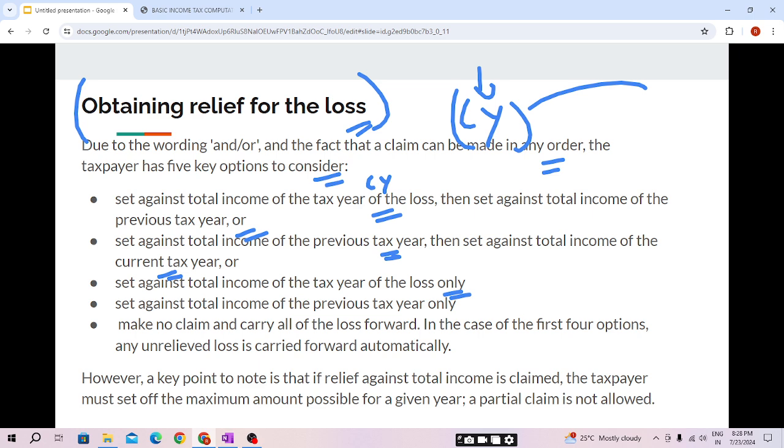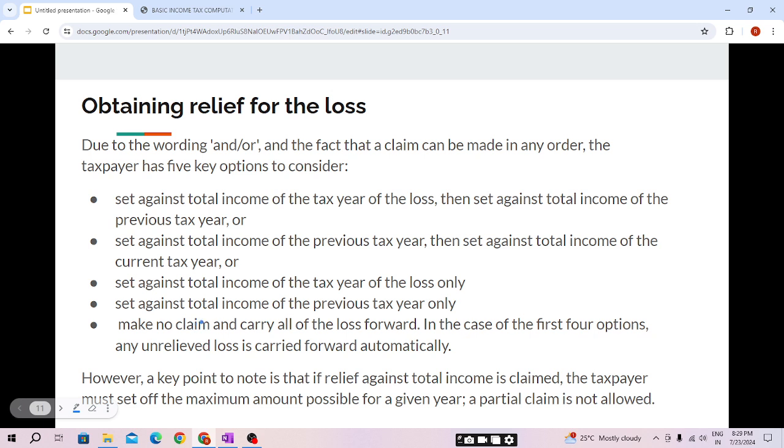These are the options or reliefs which are available, students. These are the multiple options which an individual has. We will decide which way we will select. Mostly every business will select to set off from the previous year, because they will get a refund, because they have already paid the tax. So set against total income of the current tax year only, that means I can set off against the current tax year only, directly move to carry forward if a further loss is there.